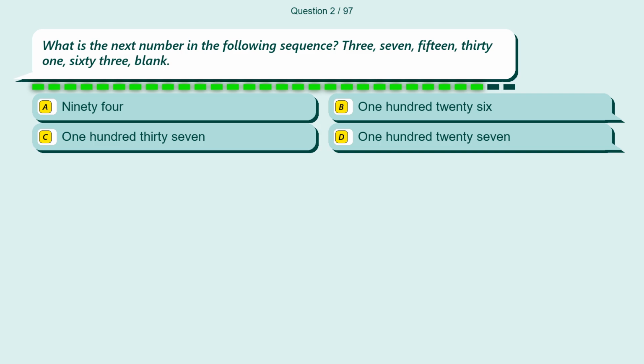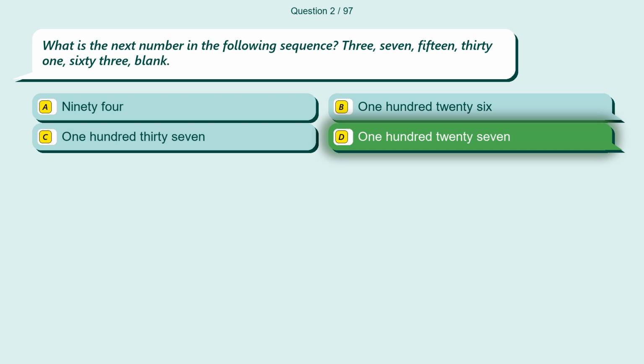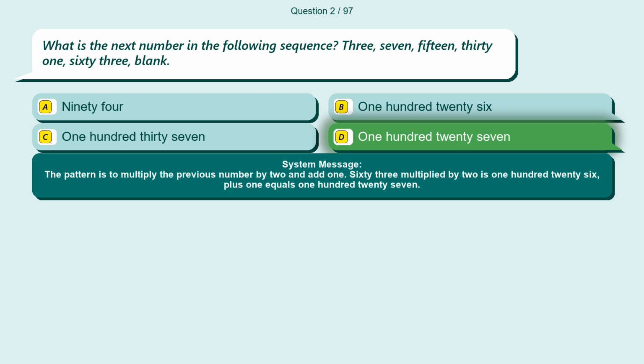Question 2. What is the next number in the following sequence? 3, 7, 15, 31, 63, blank. Option A, 94. Option B, 126. Option C, 137. Option D, 127. The correct answer is option D, 127. The pattern is to multiply the previous number by 2 and add 1. 63 multiplied by 2 is 126, plus 1 equals 127.